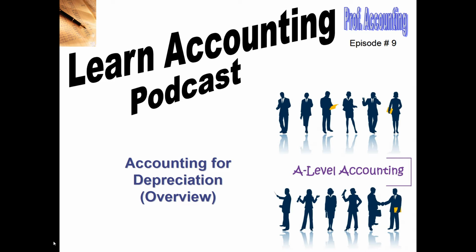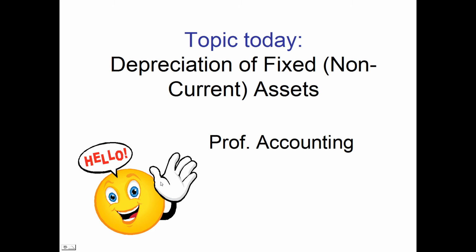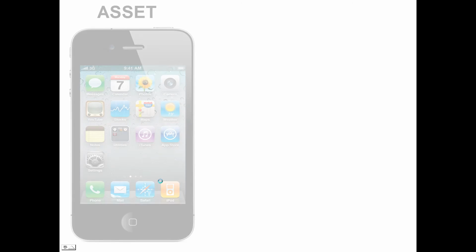This is an overview for any student doing A-level accounting. It will be useful as well for students doing business studies and to some extent economics. It will be GCSE business studies as well as A-level. It will go through some of the basics first. So it's depreciation of fixed assets, which is also termed non-current assets. Let's start off with a very basic example.